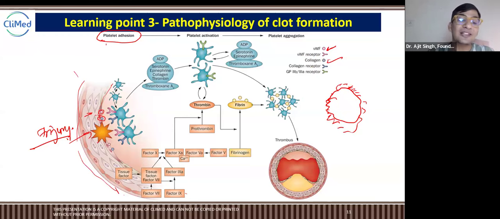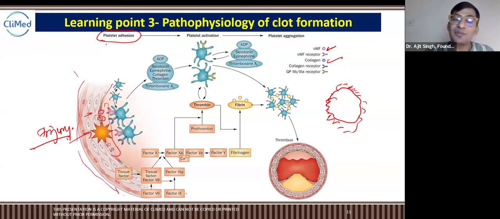So when the injury happens here, there are multiple secretions: von Willebrand factor, collagen, lipids, and glycoproteins. They attract the platelets and attach to the platelet, and the platelet attaches to the injury on the wall to cover it, because that is the platelet's nature. Platelets always cover and heal the wound. So von Willebrand factor, collagen and glycoproteins attract the platelets, and platelets come and aggregate here.